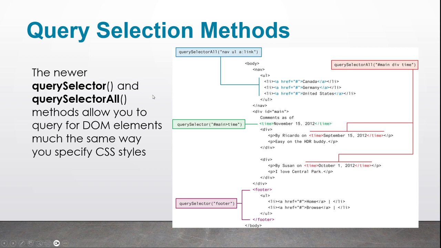Also notice that you don't have to remember whether it says get element by ID or get elements by class name. It's just a simpler way to do it. You just have to remember that if you're using an ID, you use the pound sign or the hashtag. If you're using a class, you use the period or dot. And if you're just using a tag, then just put the tag.